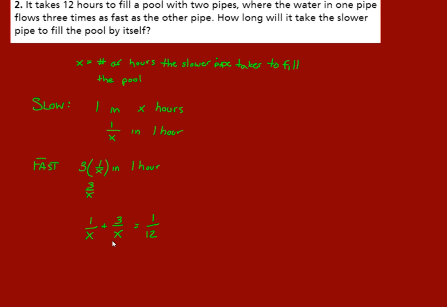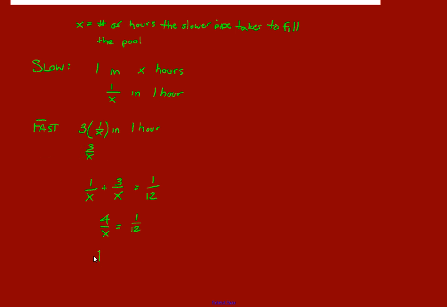Okay? So this is how most work rate problems are going to be. The thing you don't know is going to be on the bottom. So when we add these together, this is pretty easy. This is 4 over x equals 1 over 12. We just have to solve for x, because x is the number of hours the slower pipe takes to fill the pool, which is what we're looking for. How long will it take the slower pipe to fill the pool? So now we cross multiply, and we get 48 equals x, and we're done. It'll take 48 hours.